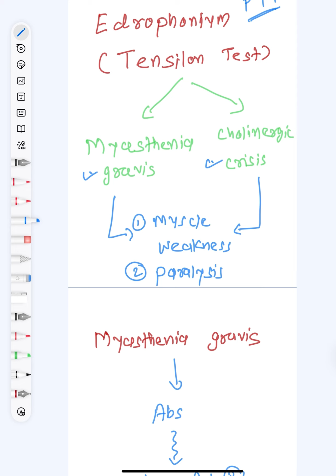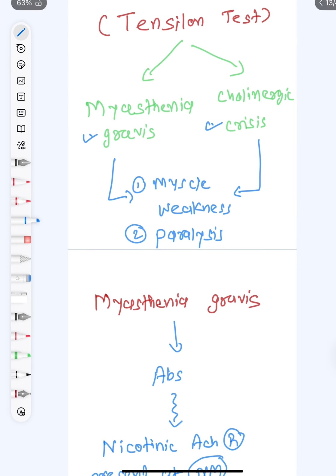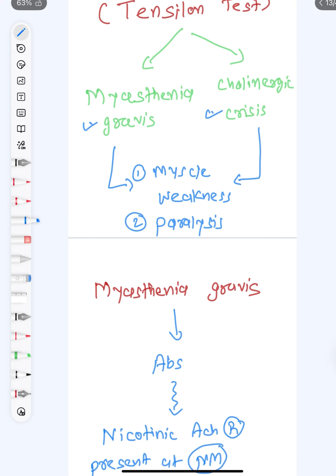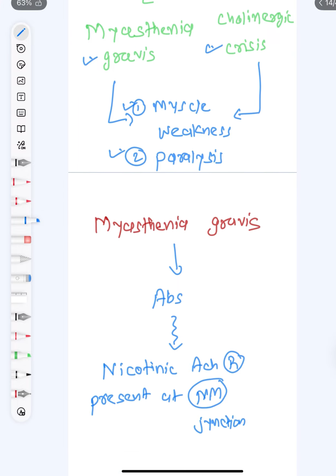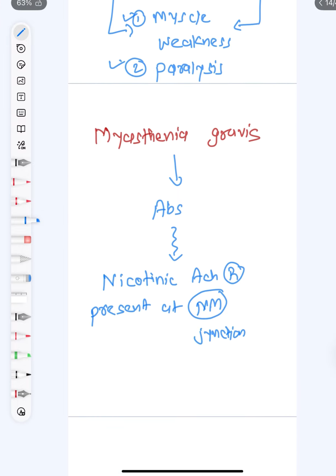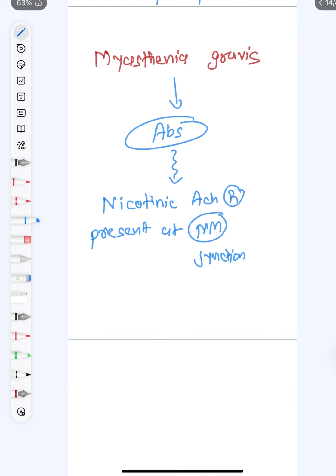Now we all know that both Myasthenia Gravis and cholinergic crisis can produce muscle weakness and paralysis. So what is the difference between them? Let's understand. In Myasthenia Gravis, our body produces some antibodies. Okay, so these antibodies act against the nicotinic receptors present at neuromuscular junctions.